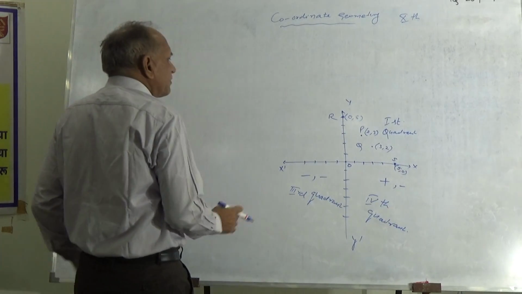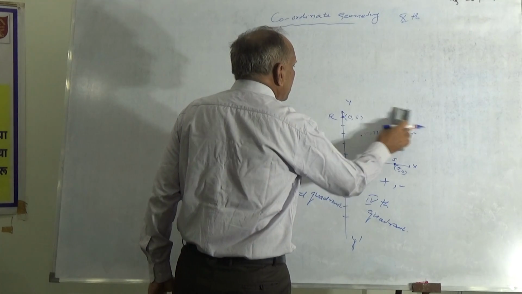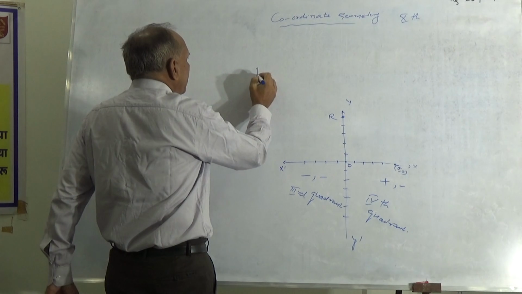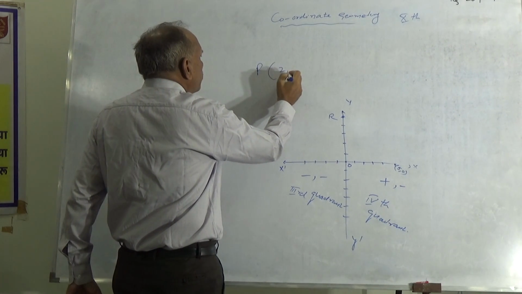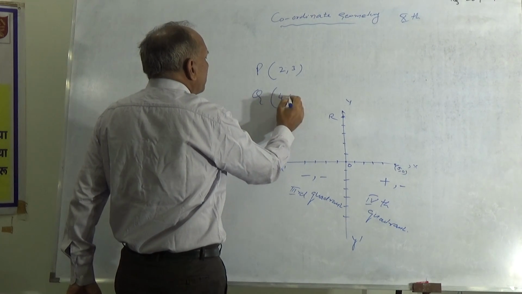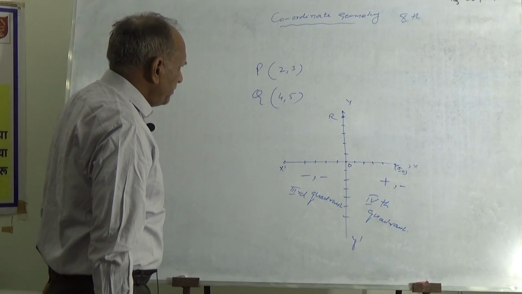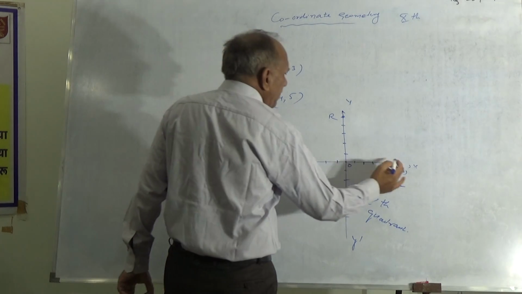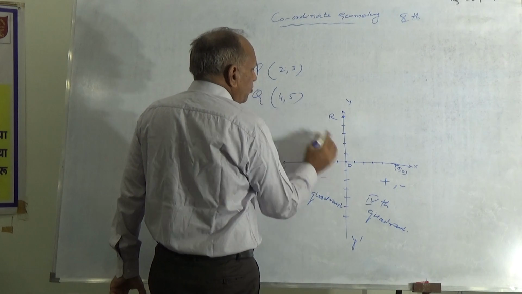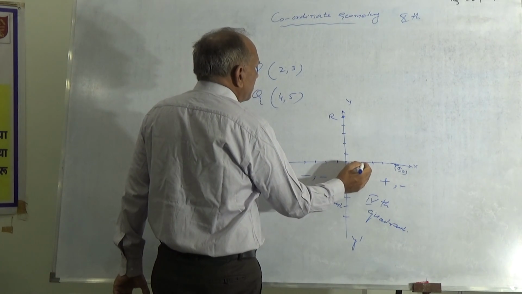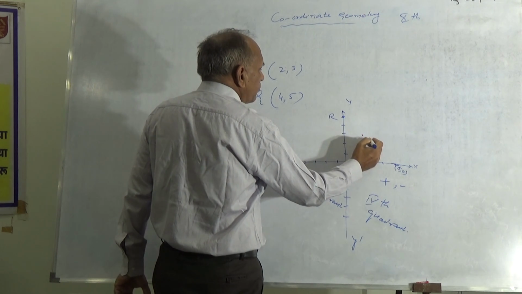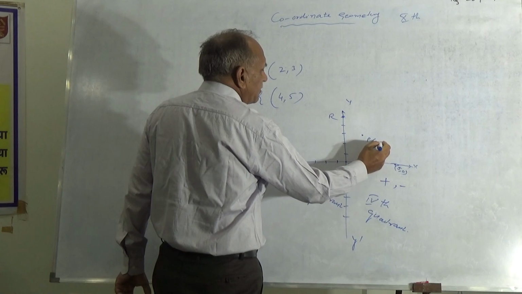Say we have a point P (2, 3) and Q (4, 5). If we draw the values of P and Q, for P (2, 3), the x value is 2 and the y value is 3 here. This is the point P, 2 and 3.